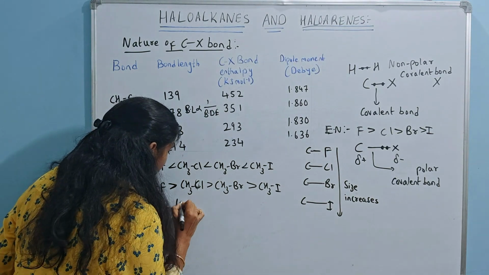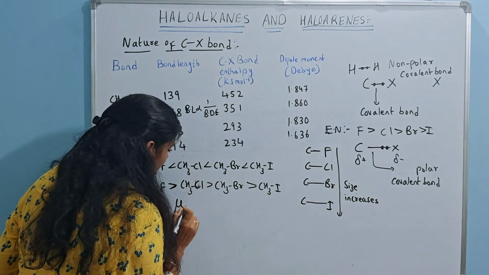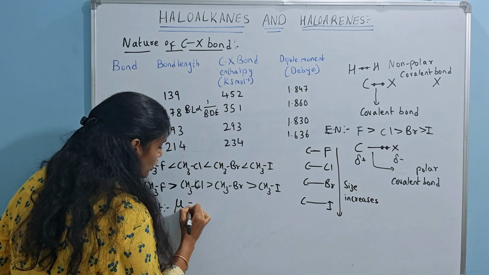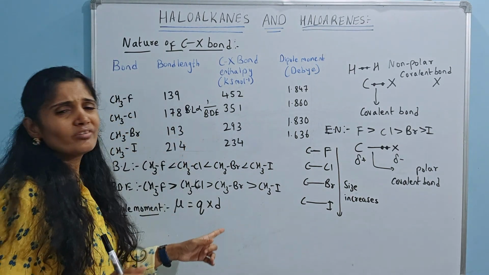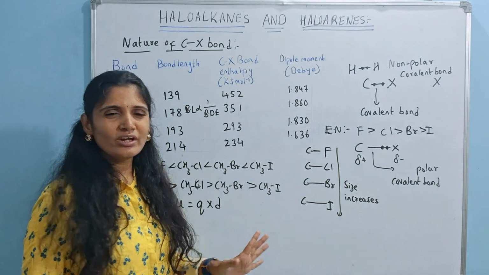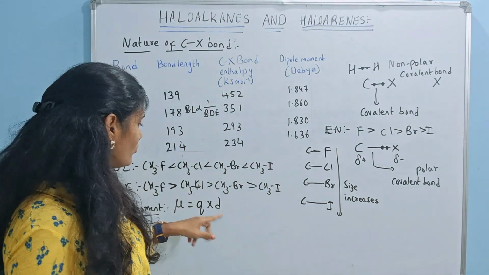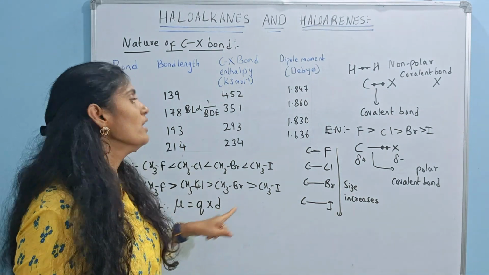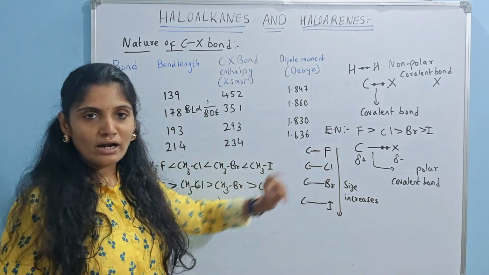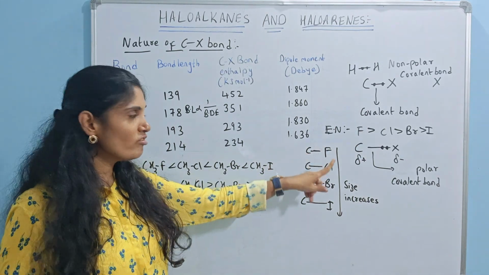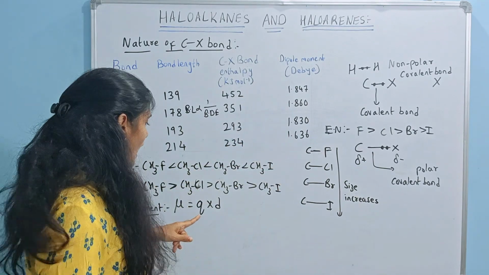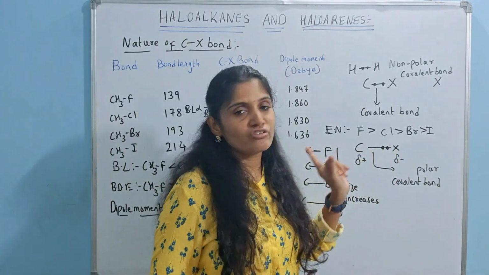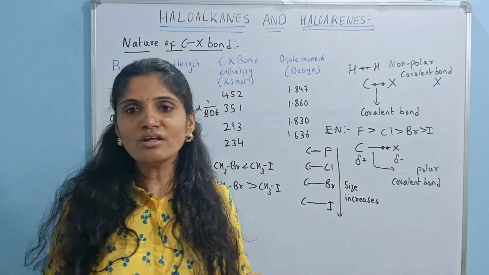How do you calculate dipole moment? We calculate dipole moment as mu is equal to q into d. In some books it is given as d, in some books you see it as r, but ultimately what is d or r? D or r is the distance between carbon and halogen when we are talking about haloalkanes, and q talks about the charge.